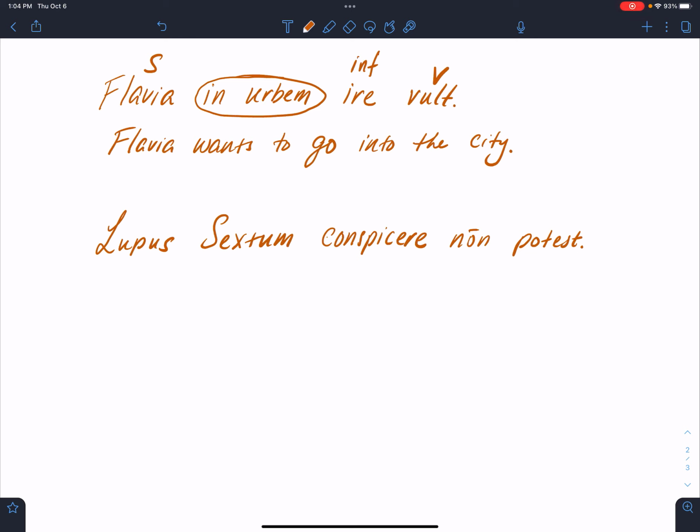Lupus Sextum conspicere non potest. Okay. So write down that sentence. Try and mark it up on your own. So identify what the subject is. Is there a direct object? Possibly. Is there a verb? Is there an infinitive? Okay. And then we'll talk about it in a moment.